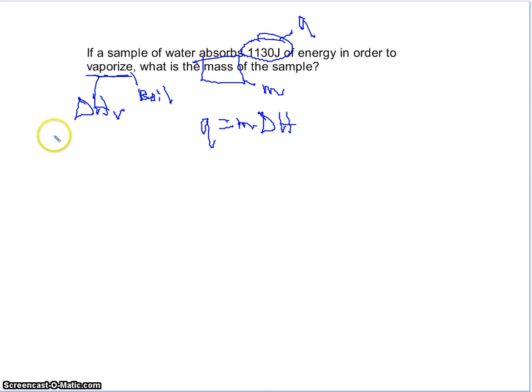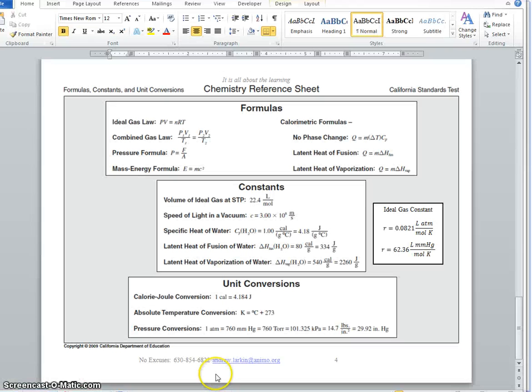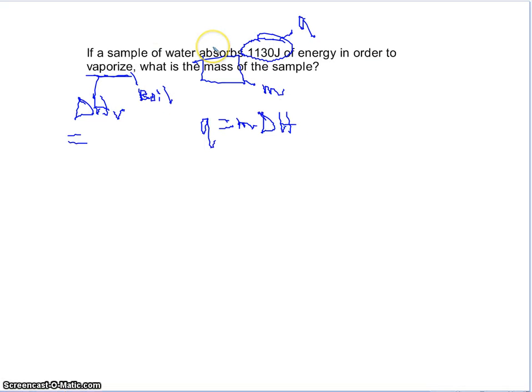Here, my delta H V of water. So I have to use the joules this time because the heat it gives me is in joules. I could convert it to calories and then blah, blah, blah. But that's annoying. Why would I do that? So 2,260 joules per gram. So let's plug this in.